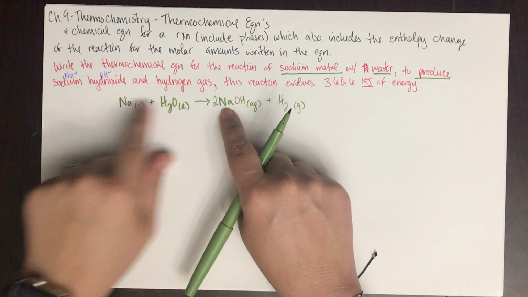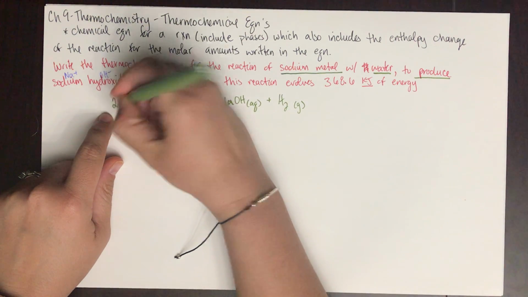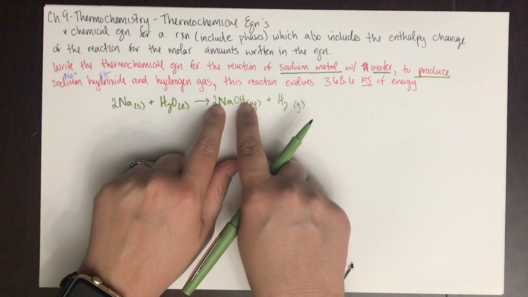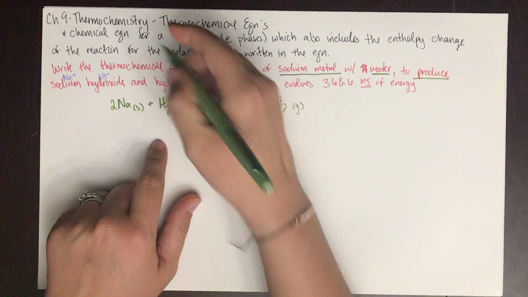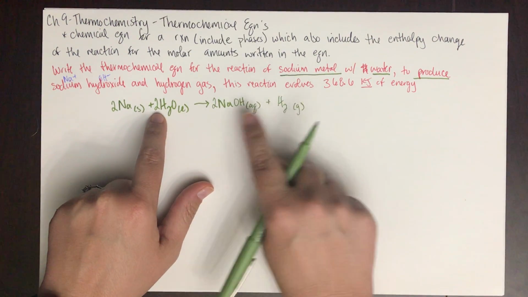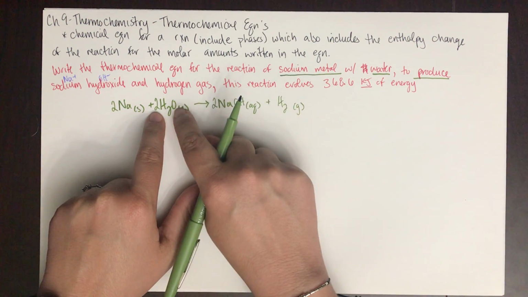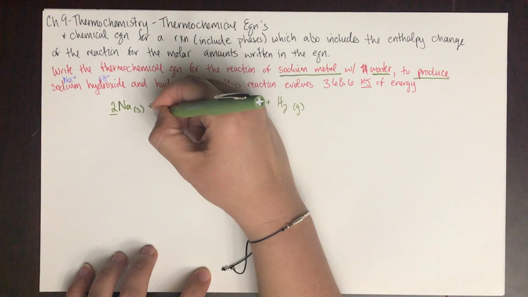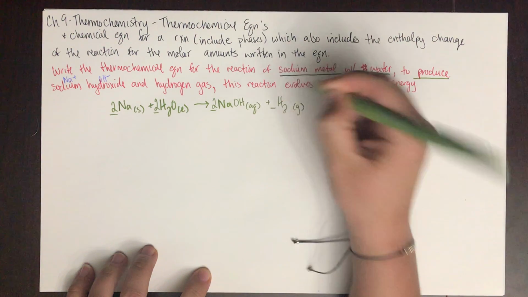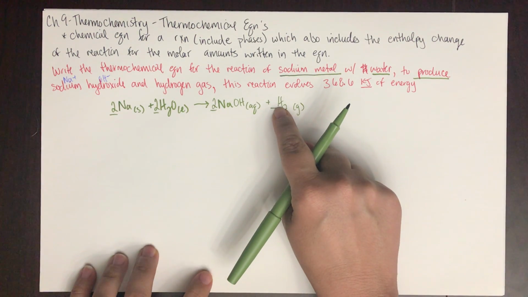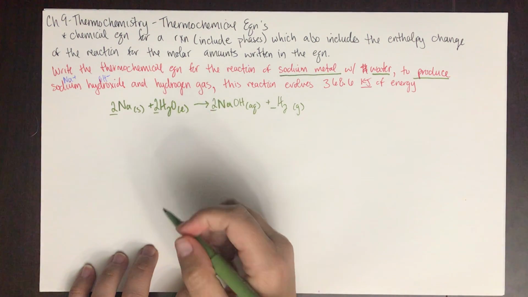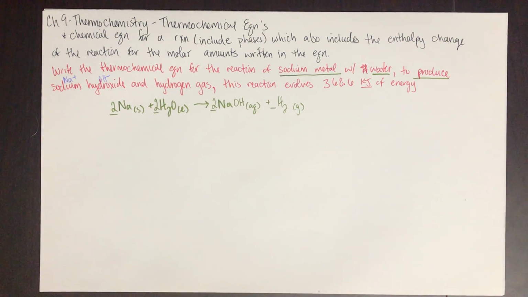So now I have 2 sodiums, 1 sodium, so I'll give this a 2. So 2 sodiums, 2 sodiums. I have 4 hydrogens now. So if I put a 2 here, now I have 4 hydrogens, 4 hydrogens, 2 oxygens, 2 oxygens. Now it's balanced. So this is important because remember, we have to have the correct mole to mole ratio. This is a 1. Anytime you don't see a number there, that means there's 1 for the chemical equation. So right now this is a chemical equation.